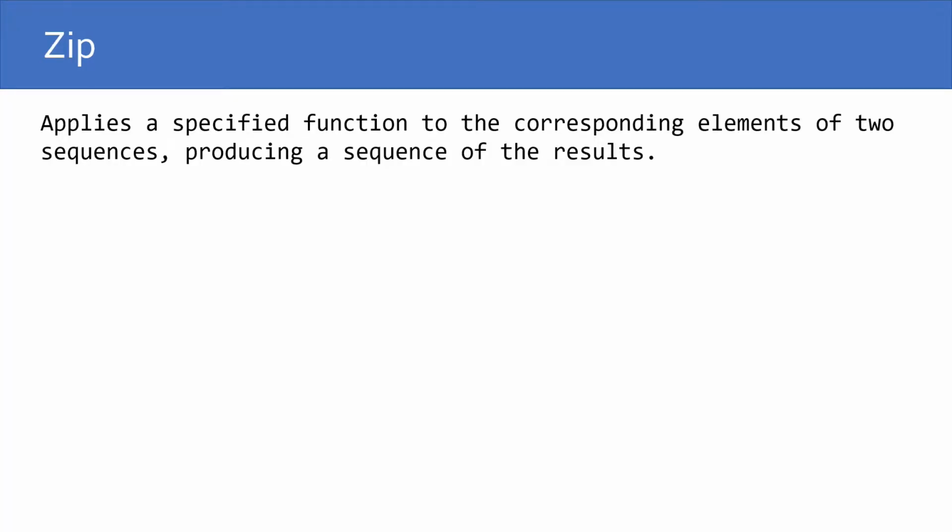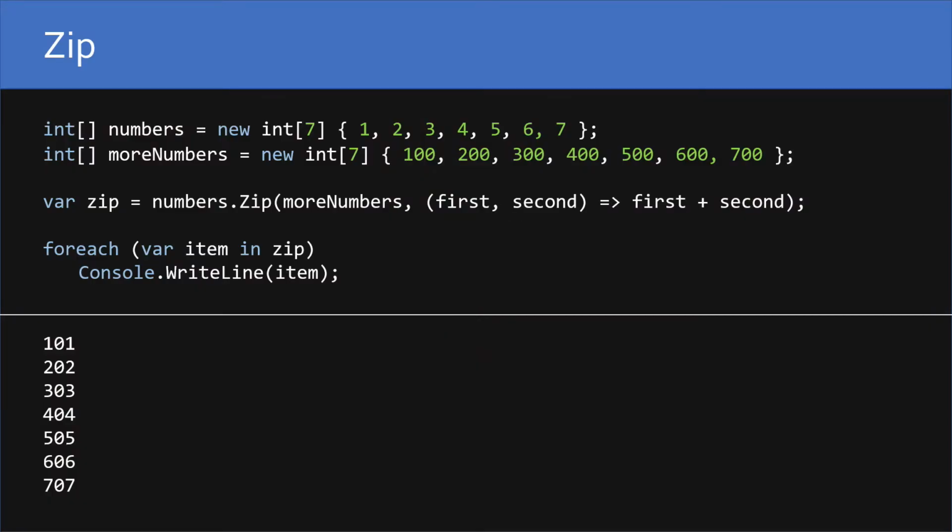This is another probably hidden gem that I found in LINQ, something called zip. It applies a specified function to the corresponding elements of two sequences, producing a sequence of the results. That's a fancy way of saying it takes two data sets and allows you to smash them together. So a simple example right here, we have an array of numbers, an array of more numbers, and with this zip statement here, we can essentially just combine them and create a new list of numbers.